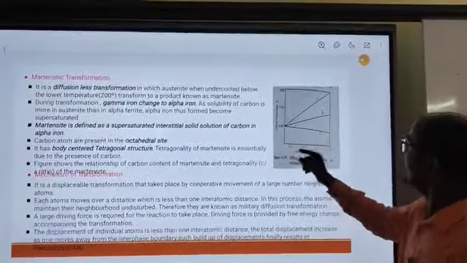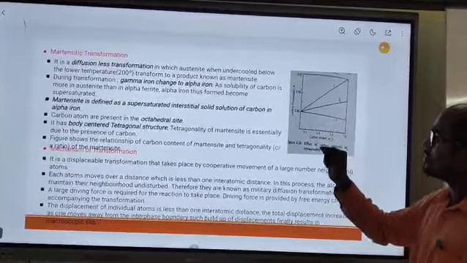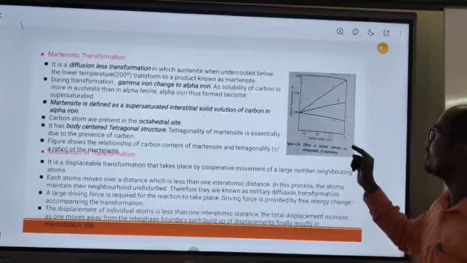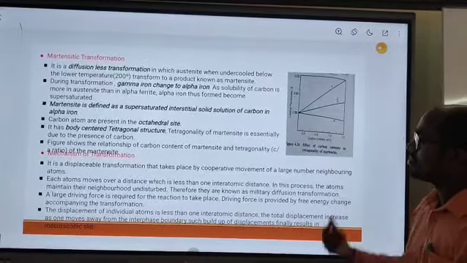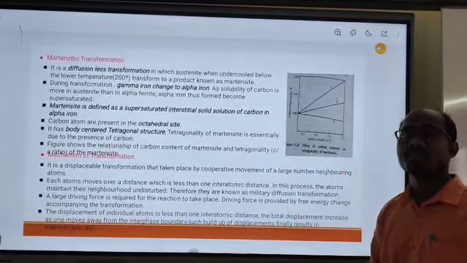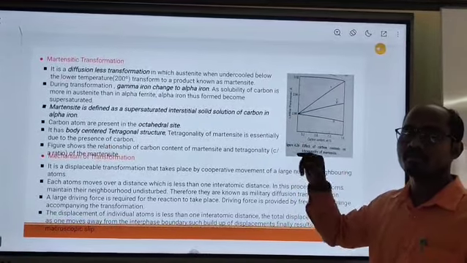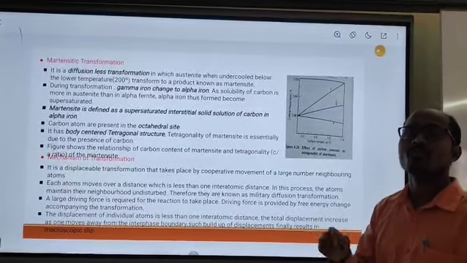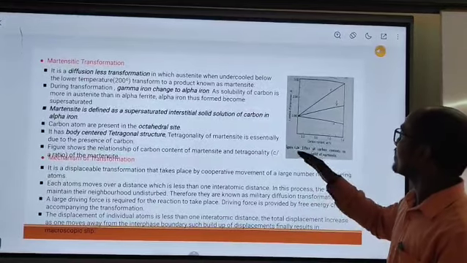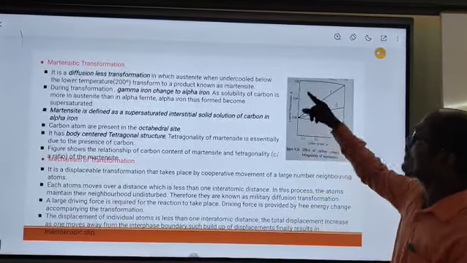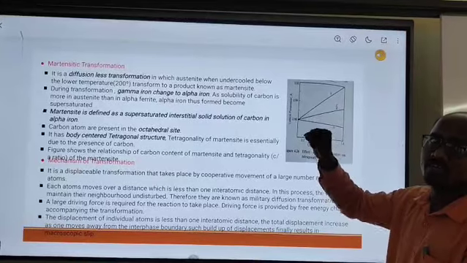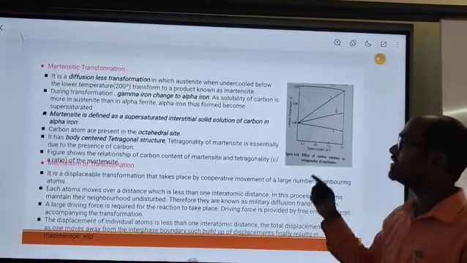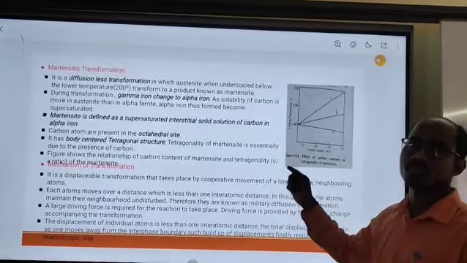So in tetragonality, what is the relation among A, B, and C? A is equal to B but not equal to C. This is because the carbon atom is trapped in the octahedral site. Due to the carbon atom trapped in the octahedral site, the unit cell expands along the C axis. So the C by A ratio is greater than 1 in the BCT structure.